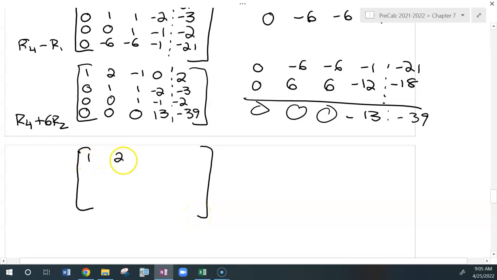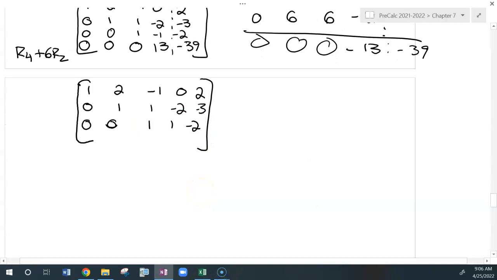So we have 1, 2, negative 1, 0, 2, 0, 1, 1, negative 2, negative 3, 0, 0, 1, negative 1, negative 2. And then I'm just going to divide this last row by 13. So 1 over 13, row 4. So I get 0, 0, 0, 1, negative 3. All right, I am now in my reduced row echelon form. So I'm ready to back substitute.